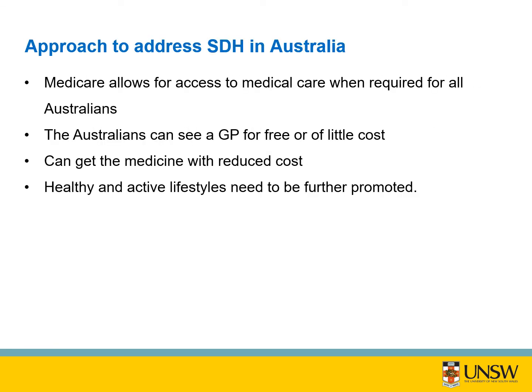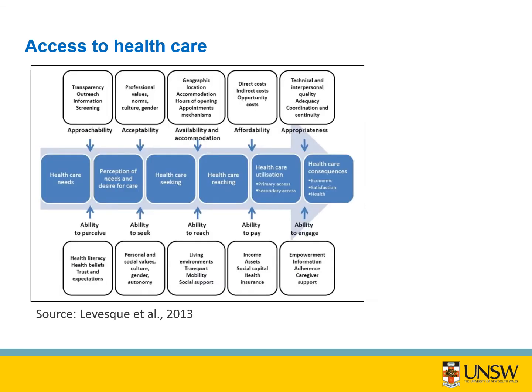Australia adopted several approaches to address social determinants of health. Medicare allows for access to medical care when required for all Australians. Australians can see a GP for free or at little cost. They can get medicine at reduced cost. However, healthy and active lifestyles need to be further promoted.